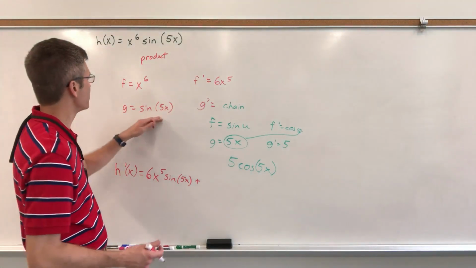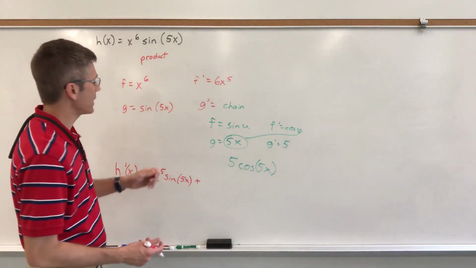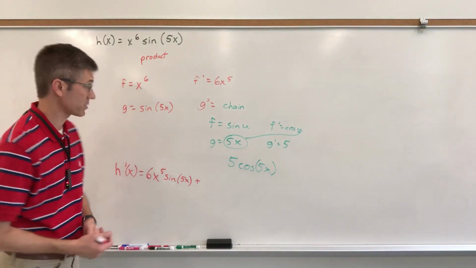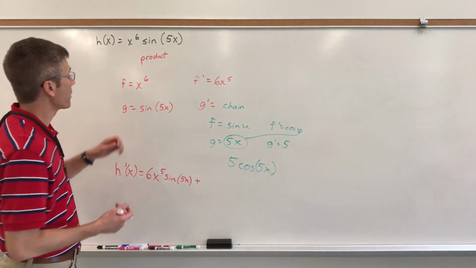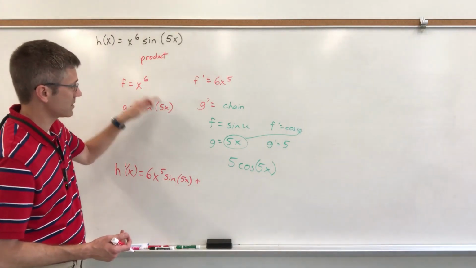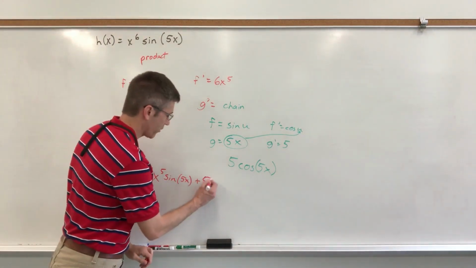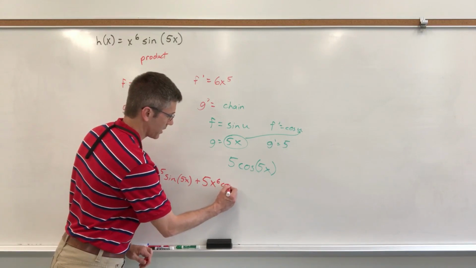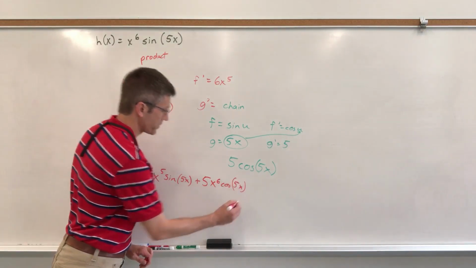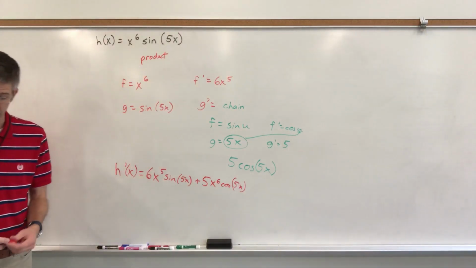So f prime g plus f g prime. And in order for me to not have to write an extra step and prolong my snack, I would go ahead and put x to the sixth times 5, but the 5 comes first. We all know that. So 5x to the sixth, then cosine 5x. There we go. So there is our derivative. Let's go to the next problem.